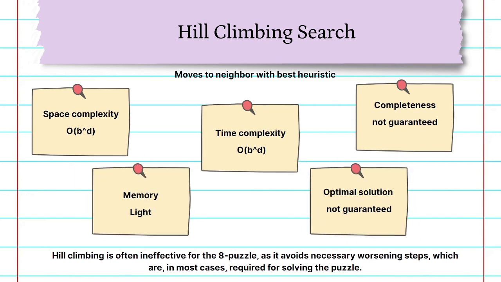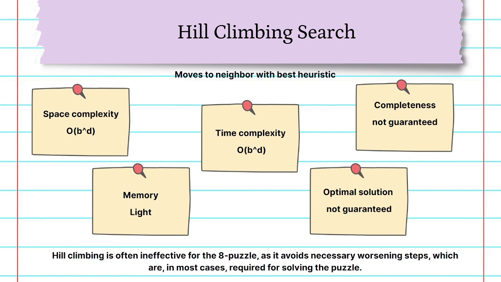Moving on to the hill climbing search algorithm. The hill climbing algorithm is a greedy algorithm. It looks only at the neighbors of the current state and moves to the one with the best heuristic value. It is memory light and simple, but it suffers from serious drawbacks. It can get stuck in a local maxima. It can also stall on plateaus or ridges where no better move is visible.